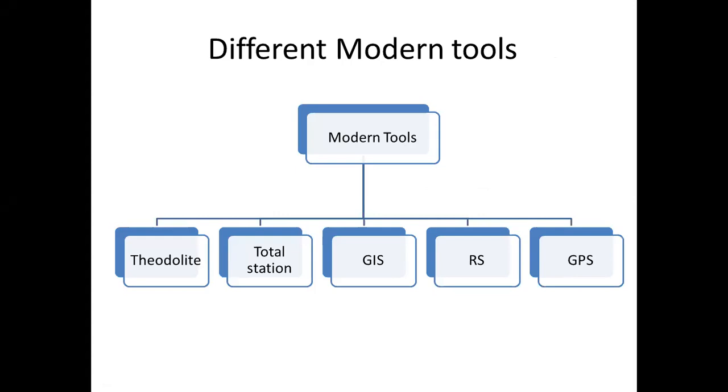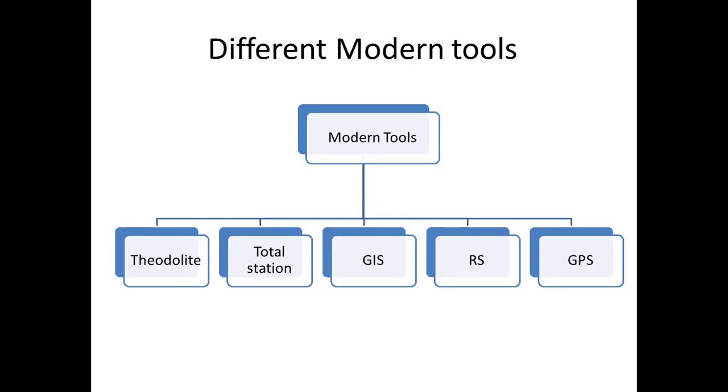So we can start with the first instrument. This instrument is theodolite. It is used for angular measurement. Next is total station. Total station is used for linear and angular measurement, right? The third is GIS. GIS means Geographic Information System. It is a type of software, right? So it is used for the collection and storage of data.